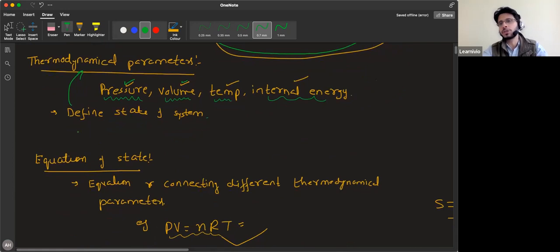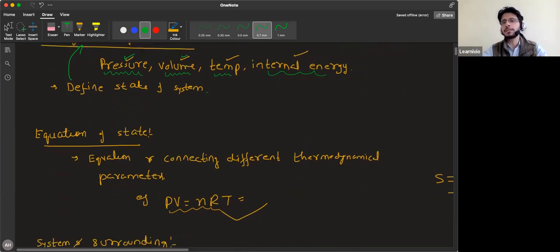Then you have equation of state. Equation of state means an equation which connects different parameters. In kinematics, the equations of state were like s is ut plus half at square, v square minus u square is 2as. These were equations of state. Or Newton's equation of motion that we write, F net is equal to ma. So those were the equations of state.